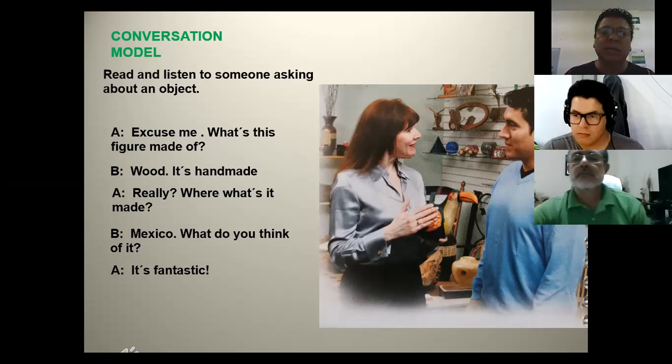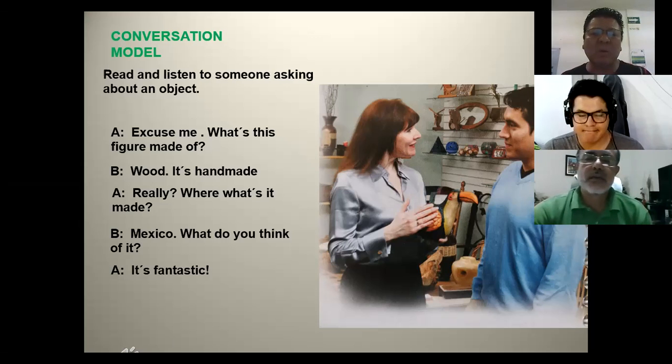Okay, the woman is first. The woman is asking, excuse me, what's this figure made of? She wants to know what the figure is made of. And he says, wood, it's handmade. Really?